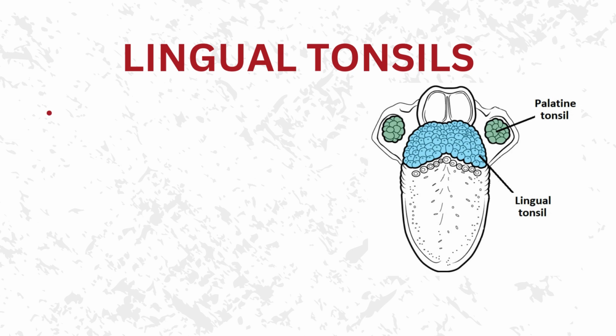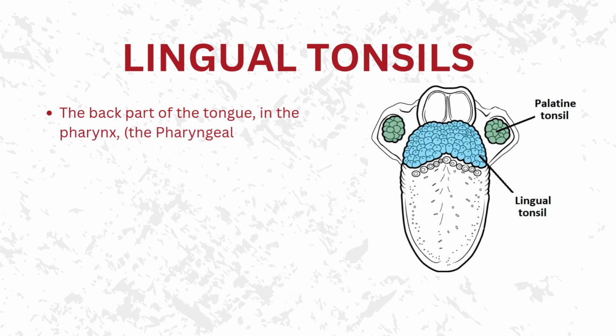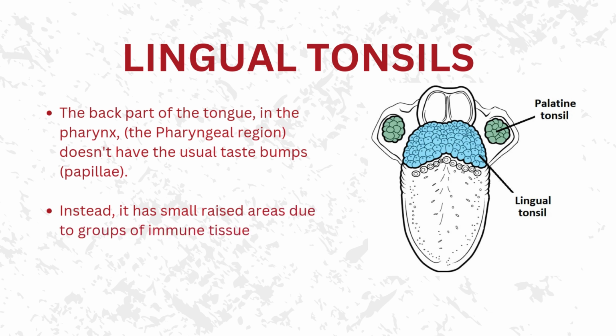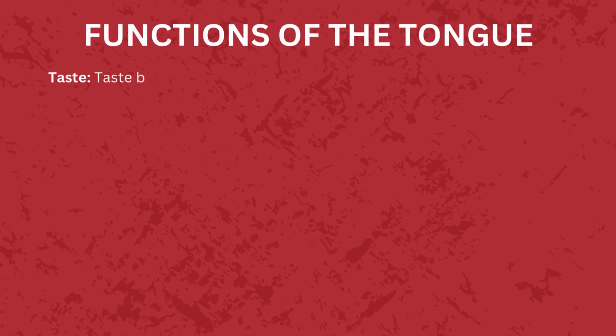So we've talked about the bumps on the main part of your tongue, but the very back, the bit that goes into your throat, the pharynx, is a whole different story. The very back part of your tongue in your throat has special bumps which are not for tasting but for fighting off invaders. It has these small raised spots, but these aren't for tasting. They are actually groups of special tissue called lymphoid tissue, and when it's found on the tongue like this, we call it lingual tonsils.